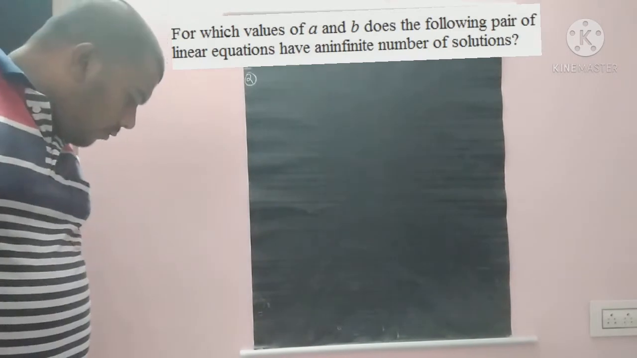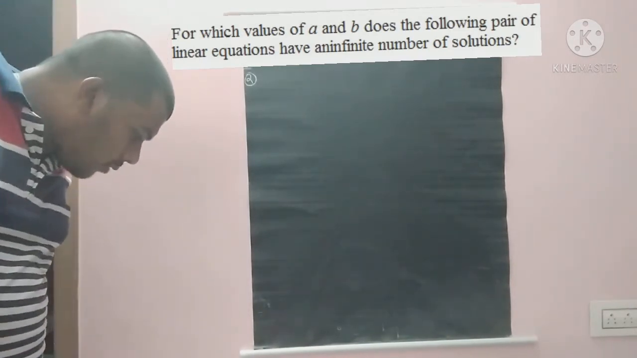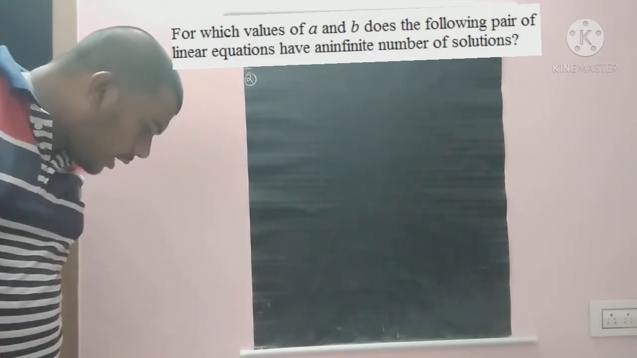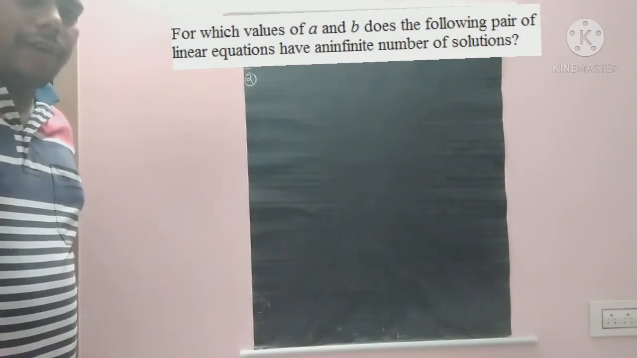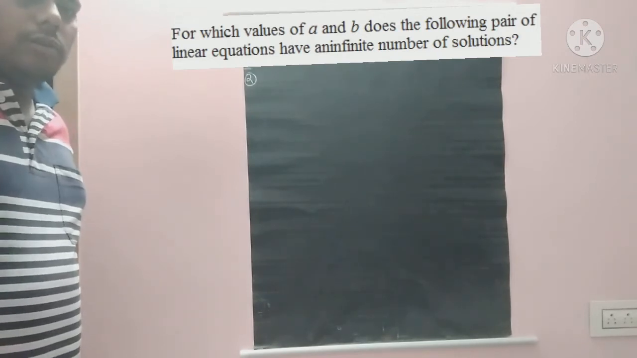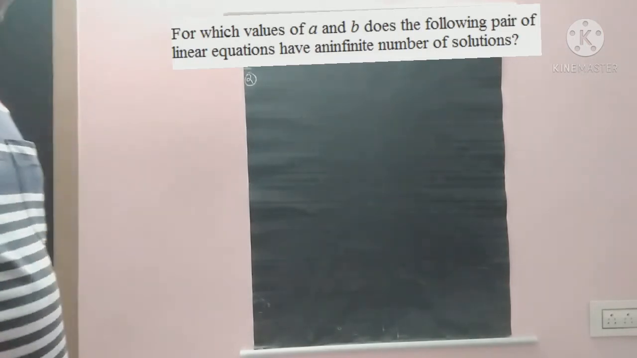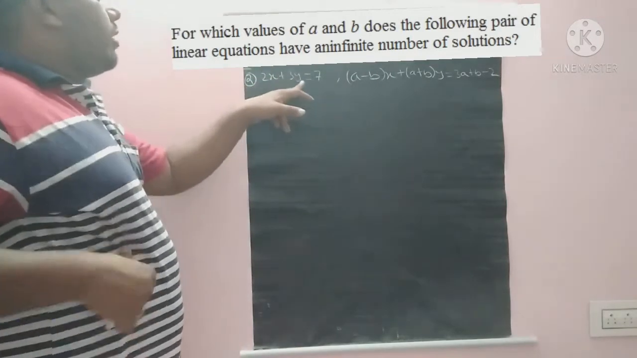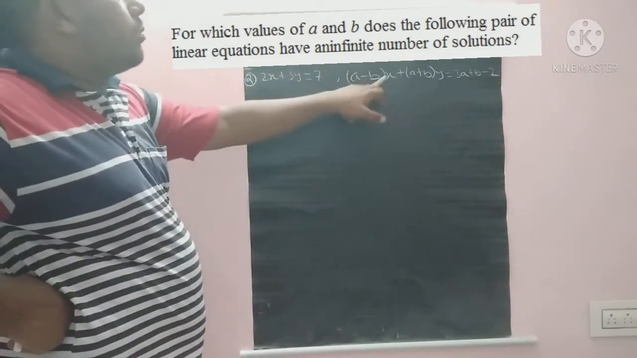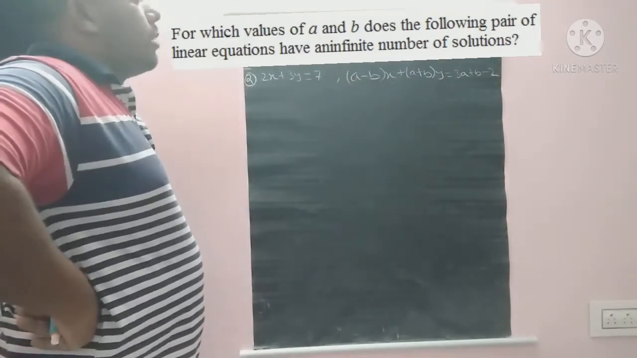Second question, for what values of a and b does the following pair of linear equations have infinite number of solutions? So they have given some equations with some variables, and we need to find out for which values of a and b they will become infinite solutions. See, these are the given equations: 2x plus 3y is equals to 7, (a minus b) into x plus (a plus b) into y equals to 3a plus b minus 2.